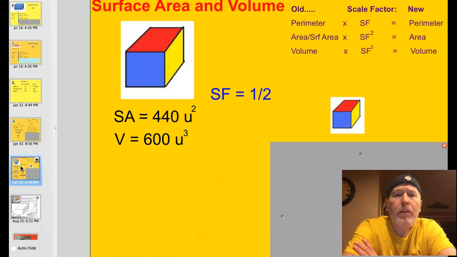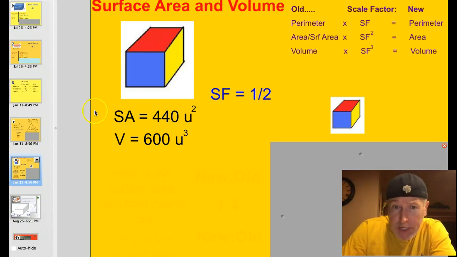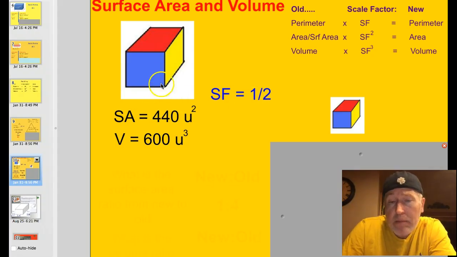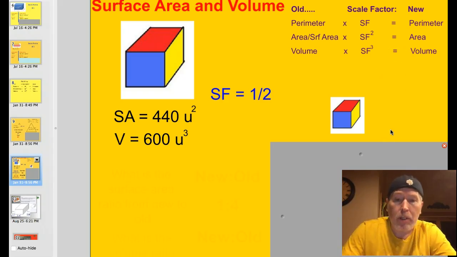All right. See if you can determine the surface area and volume of a new rectangular prism created using a scale factor of 1/2. No dimensions. I'm just giving you the surface area of this rectangular prism and the volume. Go ahead and give it a shot. I got my little cheat sheet up here to help you if you need it. All right, let's take a look.